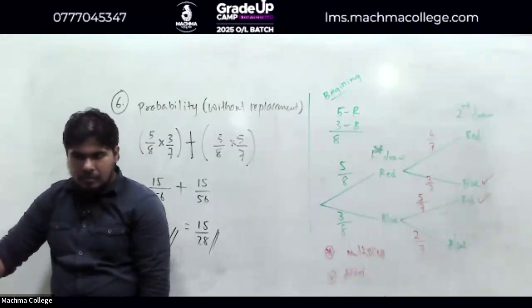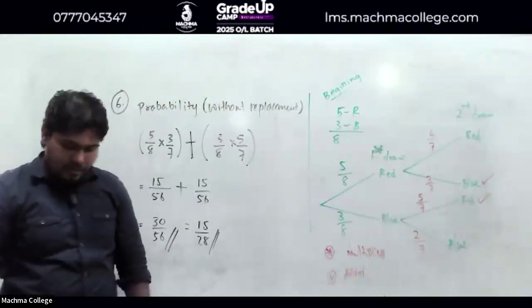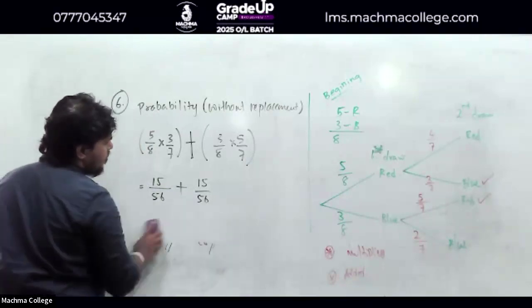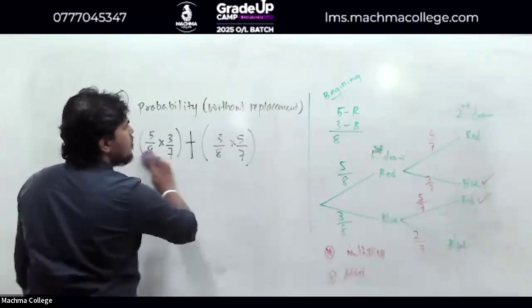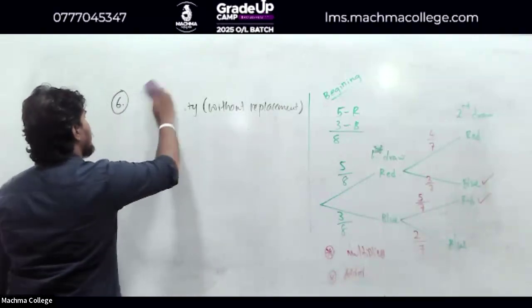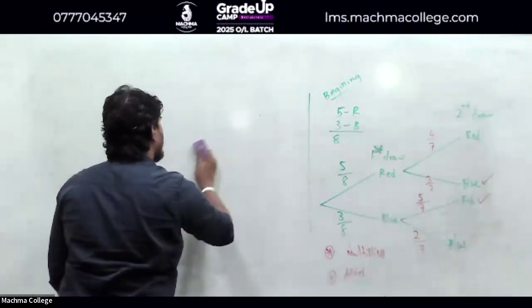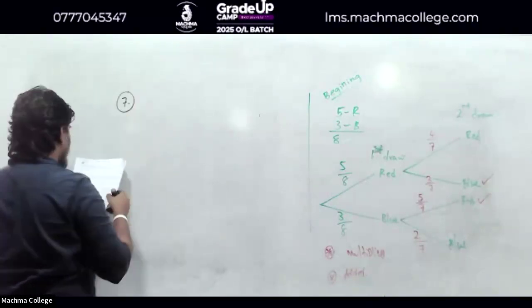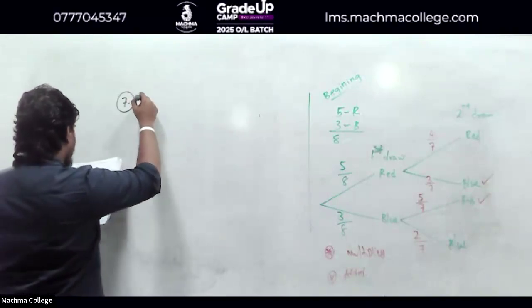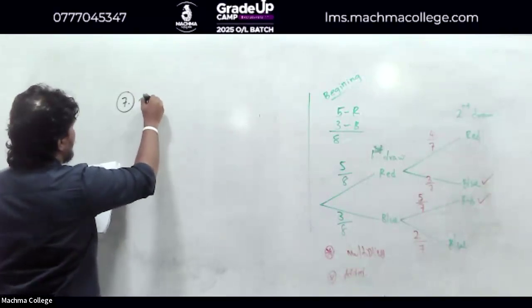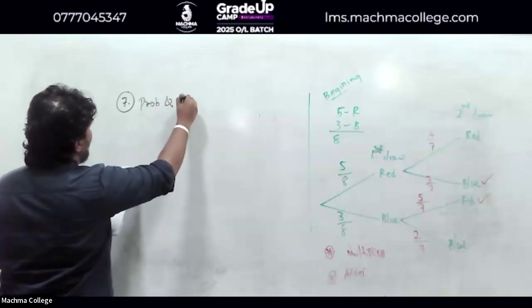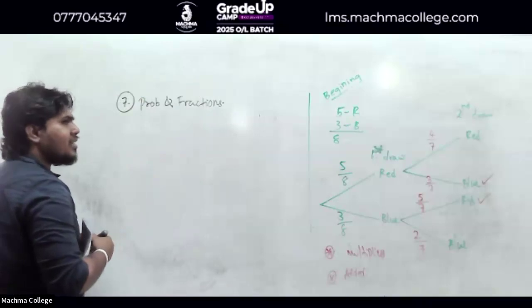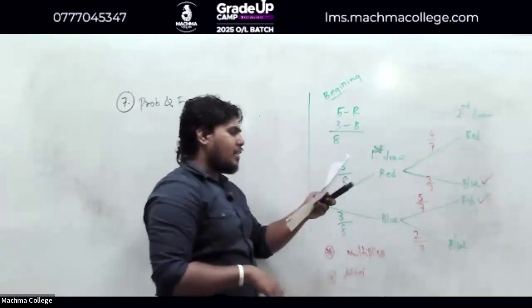Right. We'll move to the next question. Question number 7. This is also from probability. Actually, probability and fractions both. This question is easy. I don't have to write down any theory here.